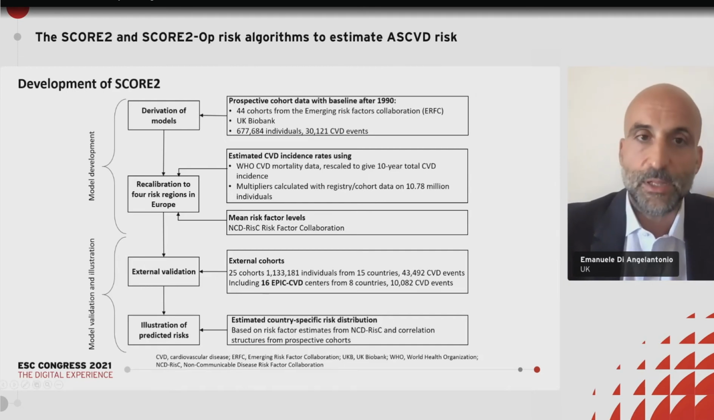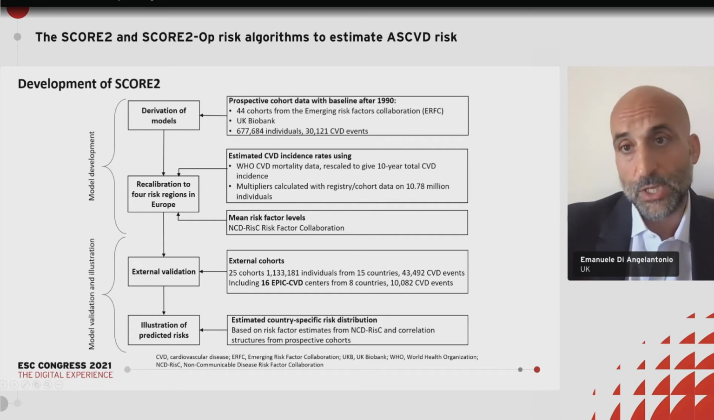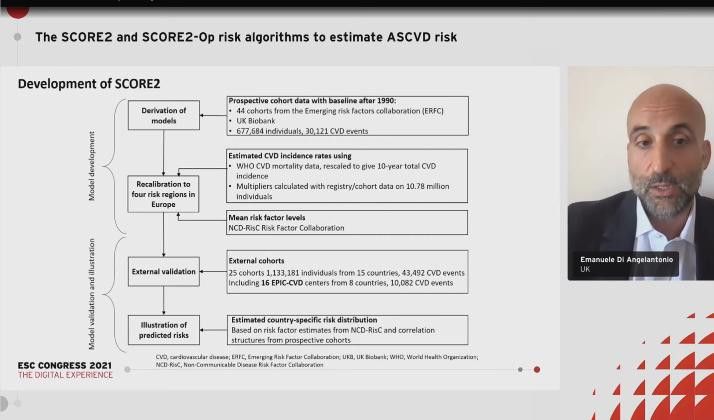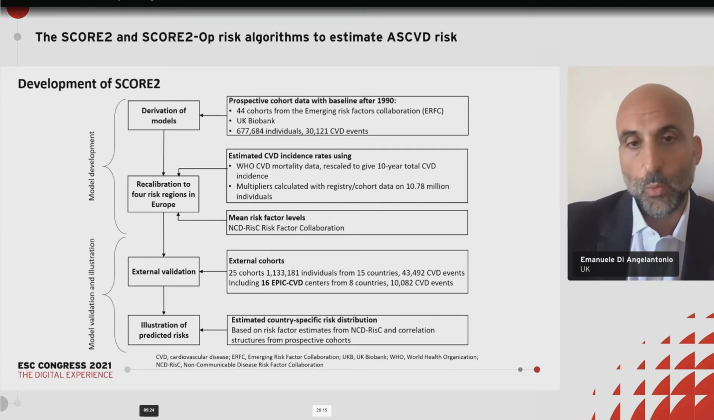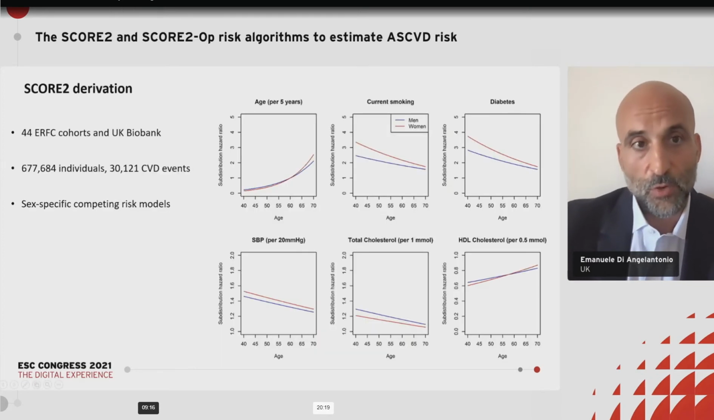Then the second aspect was recalibrating to the four different regions in Europe, again using the methodology that Lisa just outlined. And then the last two steps were about how we can externally validate and show that SCORE2 works, and finally how we can illustrate the predicted risk for each specific country where we want to apply SCORE2. And so the first step, as I was saying, is the derivation of SCORE2.